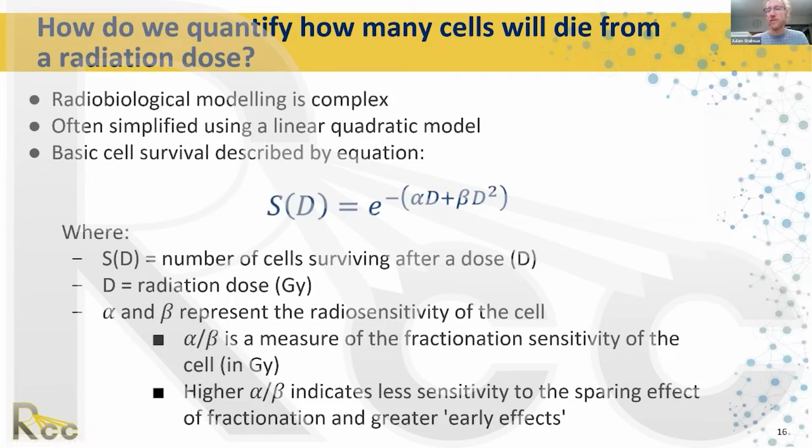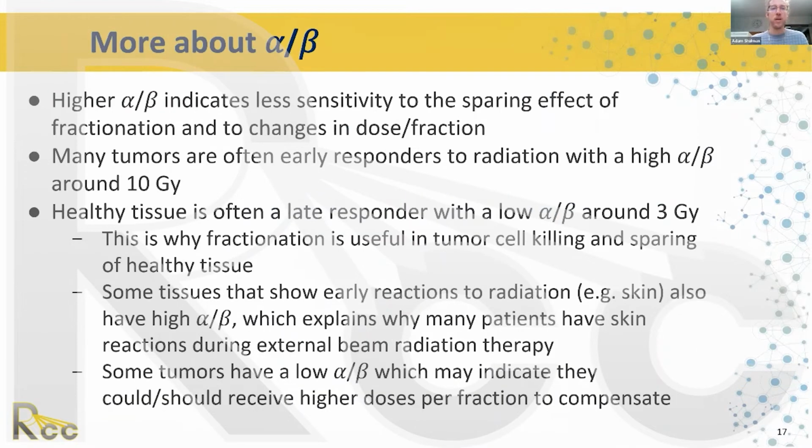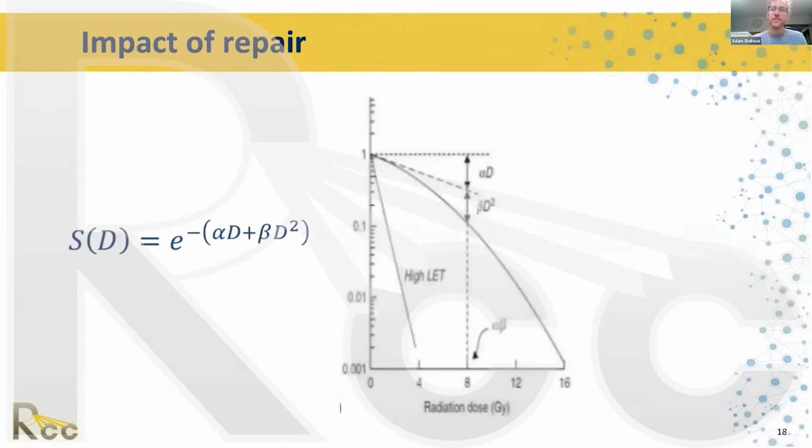So alpha beta is the measure of the fractionation sensitivity of the cell. A higher alpha beta indicates less sensitivity to the sparing effect. We'll get to that in the next few slides. I think this will become clear, so I'll come back to this slide.